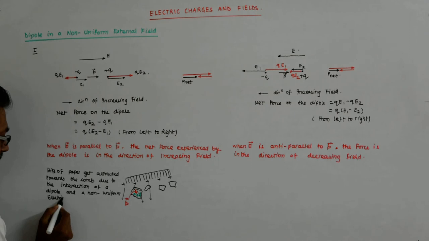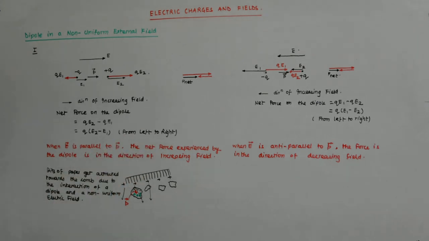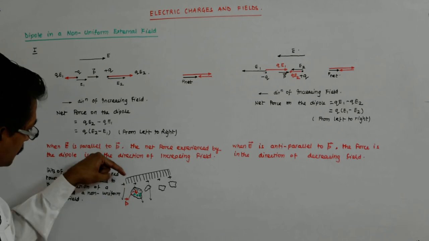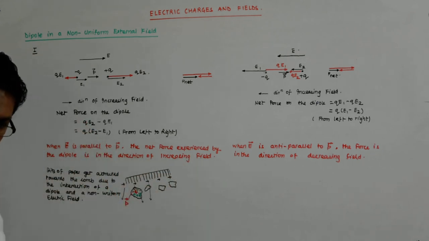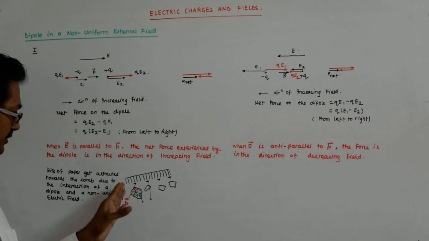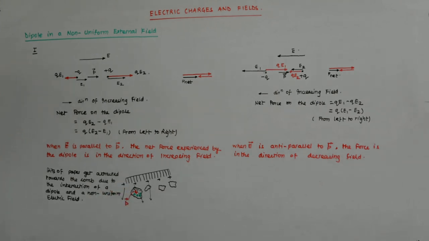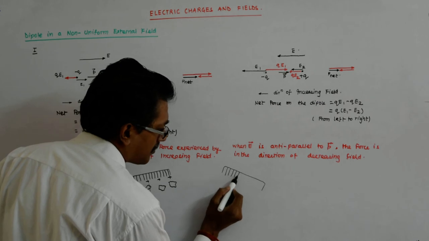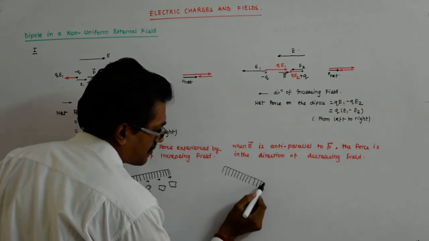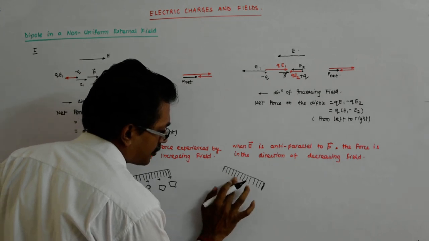electric field. But hadn't we concluded that the total force acting will be in the direction of the dipole moment? Whatever we have concluded, we had written. So read it. When E is parallel to P, which is this case, the net force experienced by the dipole is in the direction of increasing field. The field is more here, not here. And since we do not know yet what the charge on the comb is, we do not know it yet.